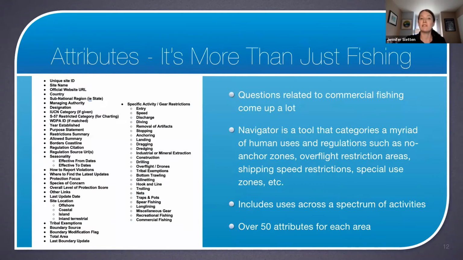While fishing regulations are an essential part of our database and how we evaluate MPAs, we know they only tell one part of the regulatory framework in a marine space. Our data has over 50 attributes, and we indicate the legal status, prohibited, allowed, restricted, or unknown, for over 25 different types of human activities like discharge, anchoring, entry, as well as extractive uses.